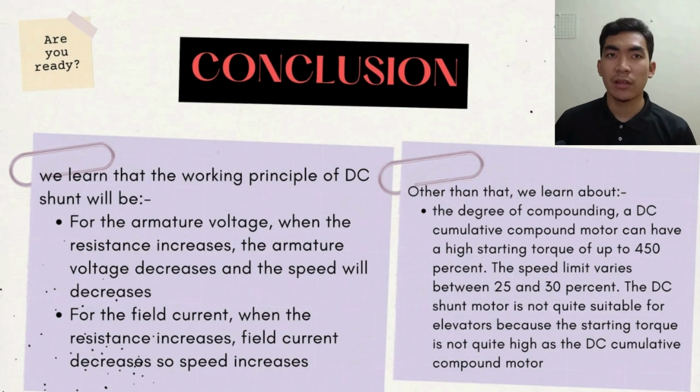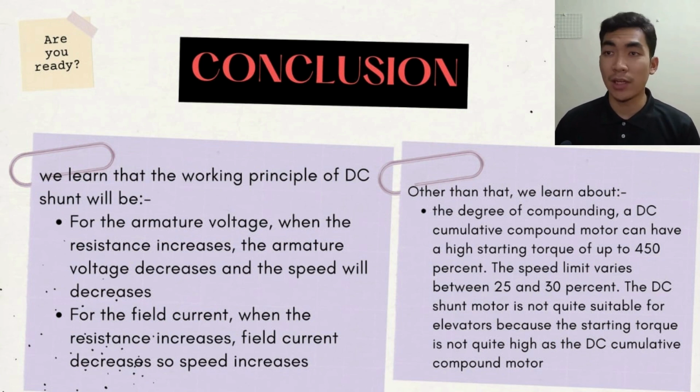So in conclusion, we know about the DC shunt motor and how it works. For the armature voltage, when the resistance increases, the armature voltage decreases and the speed decreases. And for the field current, when the resistance increases, the field current decreases, so the speed increases.